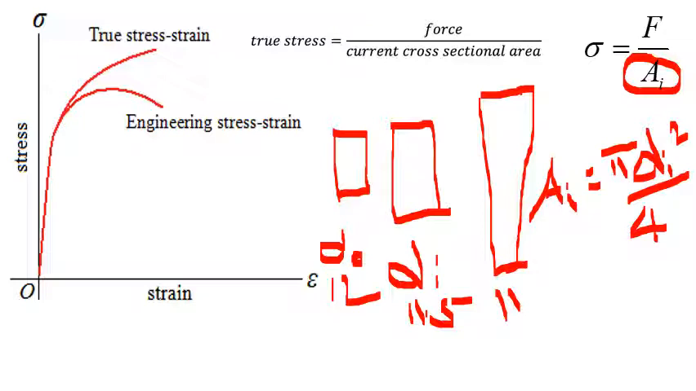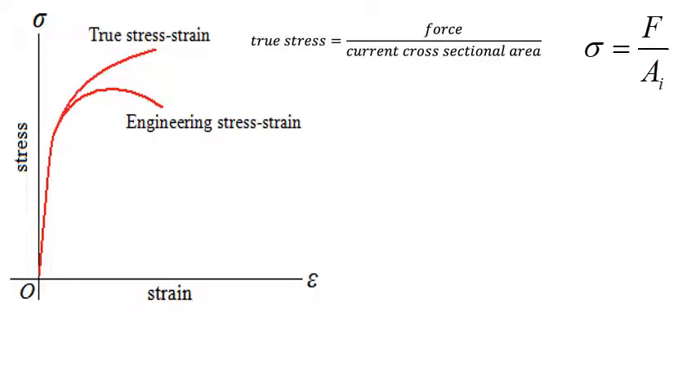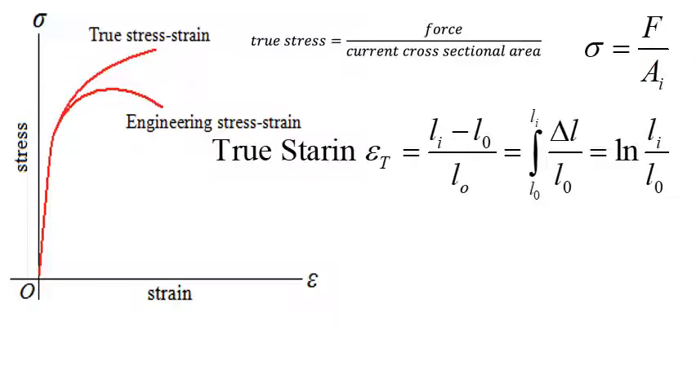You can see the true stress strain curve will be increasing because Ai will be decreasing. As the denominator decreases, the ratio increases. So the true stress strain curve will keep on increasing. The next one is true strain.